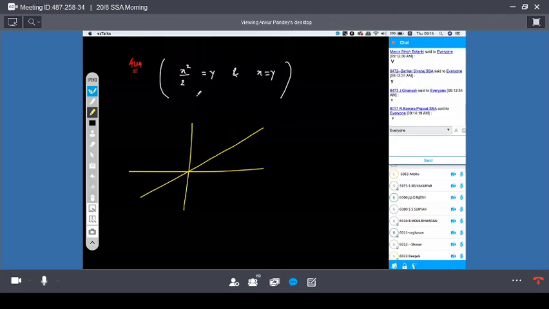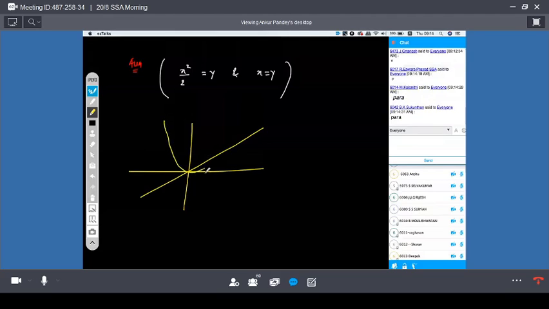This is what? Good. Upward. Good. Now, this point is 0, 0 for sure, right or not? Is there any other point?